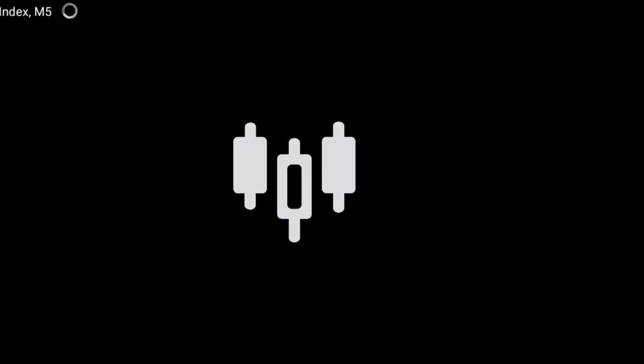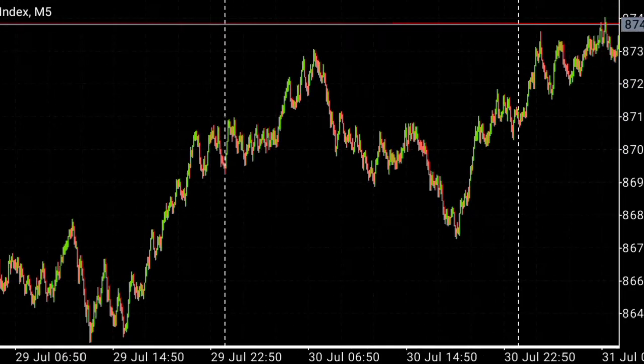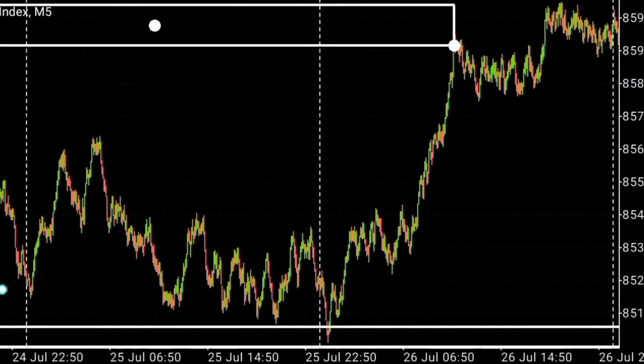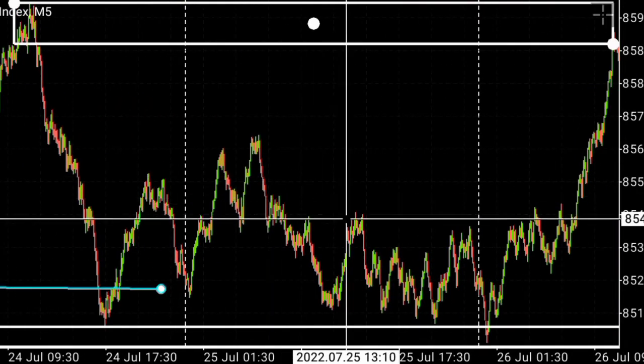Why did the price buy from that point? Why did the price buy from that point actually? Now price gives us what? Why go for the accumulation here?